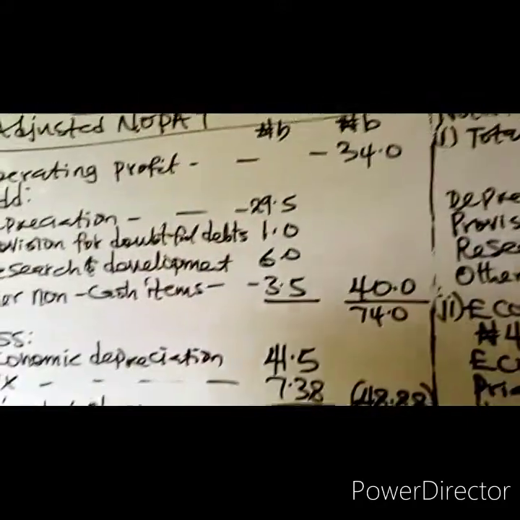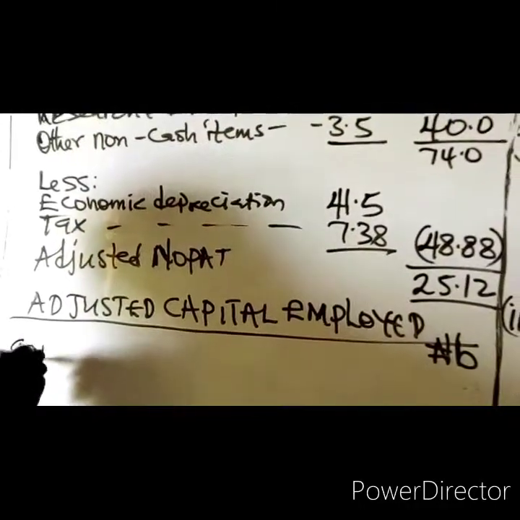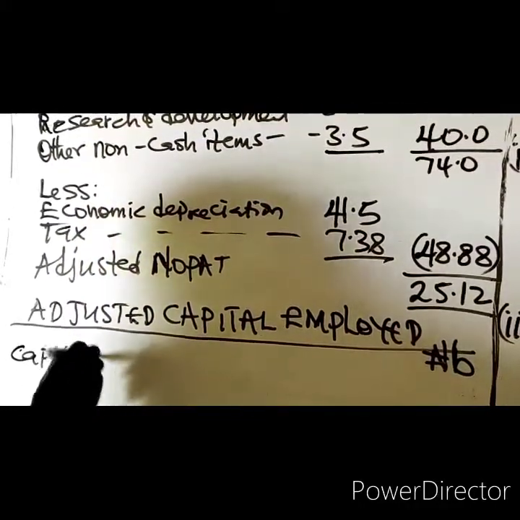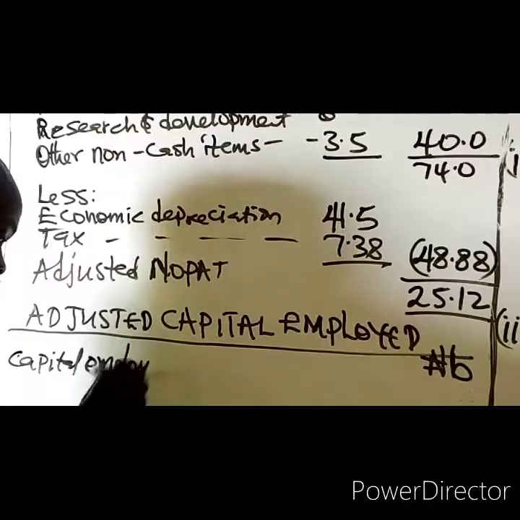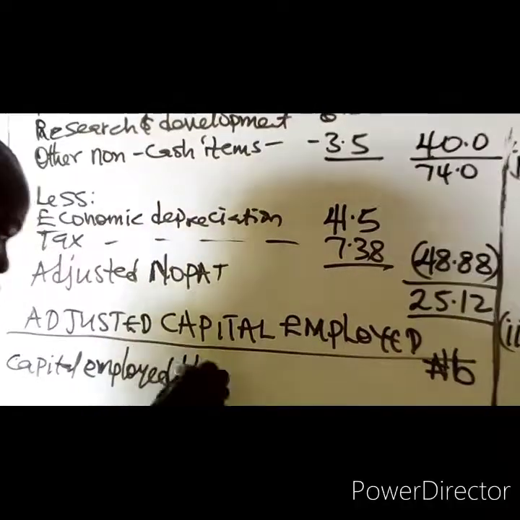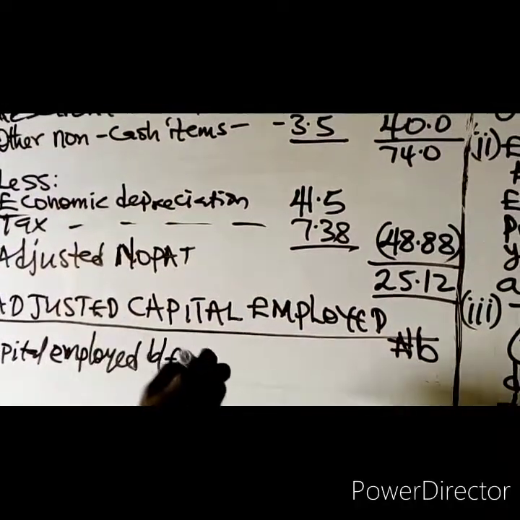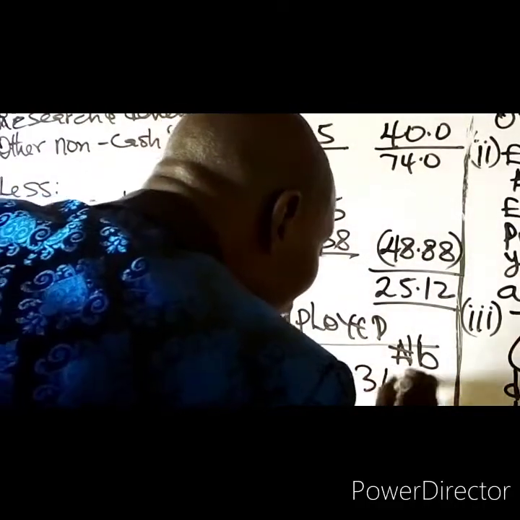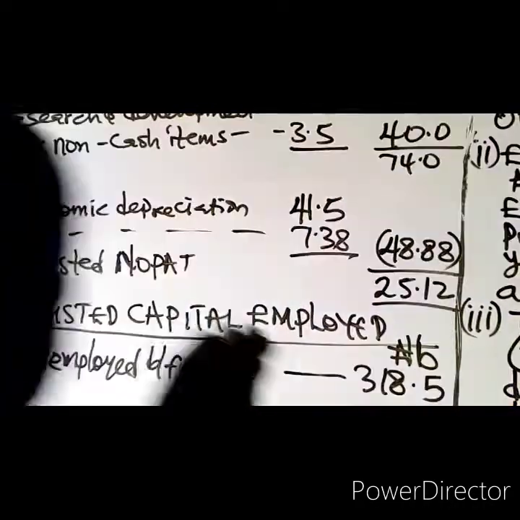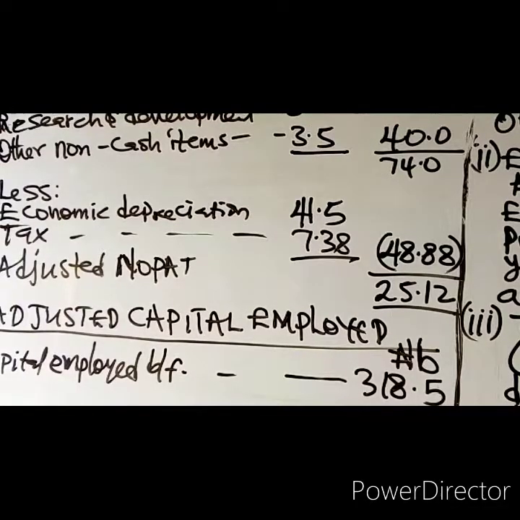So we have capital employed, let me call it brought forward. The one for 2017, which is 318.5 billion.